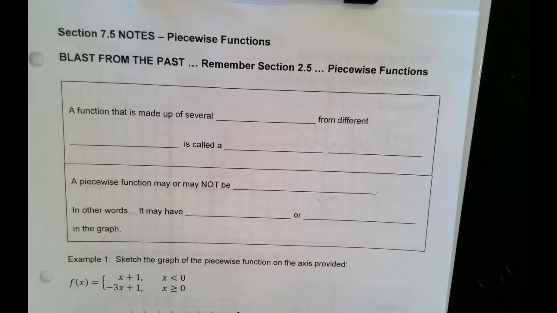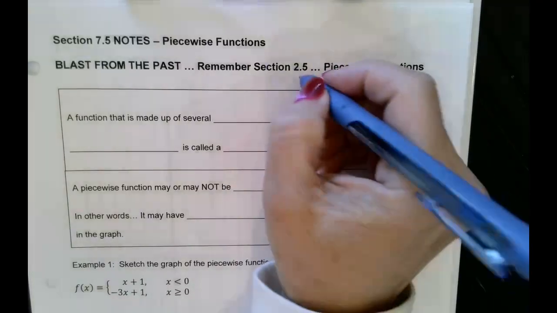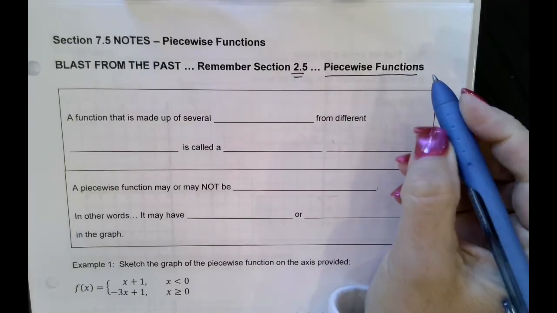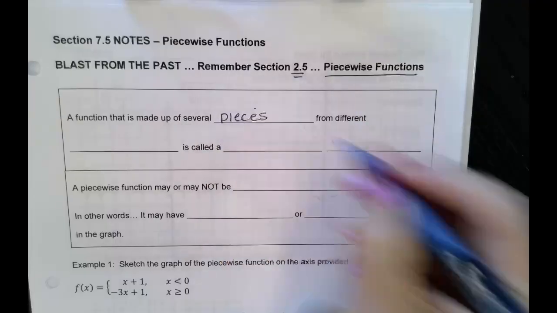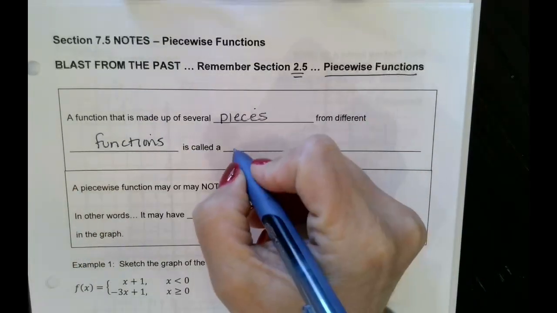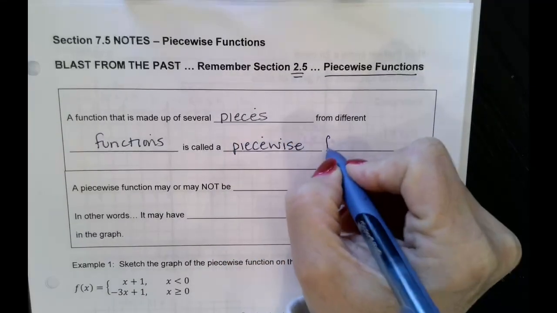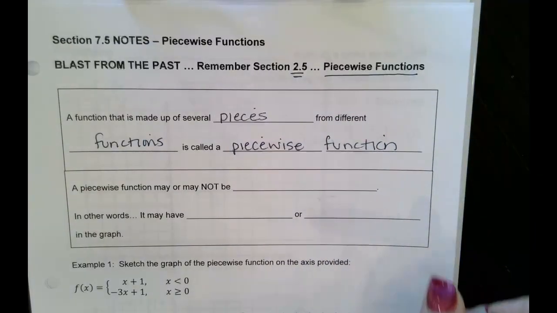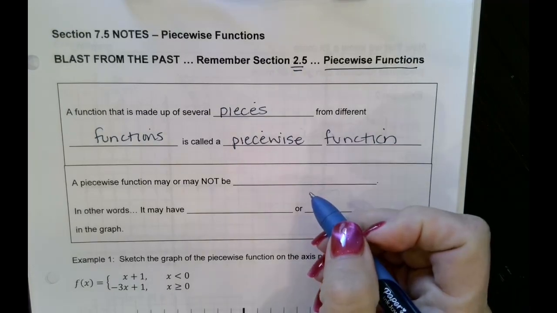All right, so I know some of you are going to see this and start groaning, but we're going back to what we did in chapter 2, and we are creating piecewise functions. A function that's made up of several pieces from different functions is called a piecewise function. Now, these notes are literally copy and paste from chapter 2. So this is not new, except for now we have a lot of other functions that we've looked at.